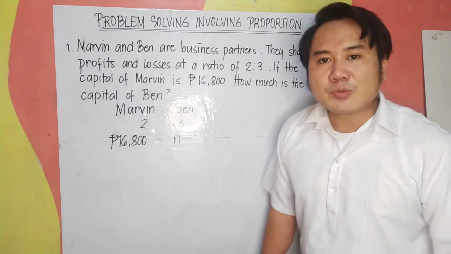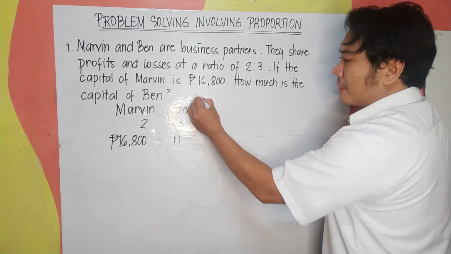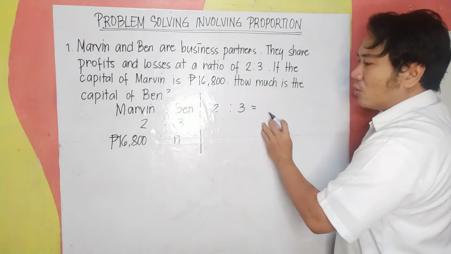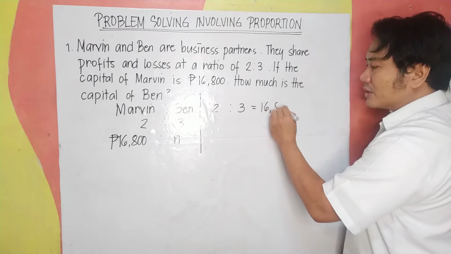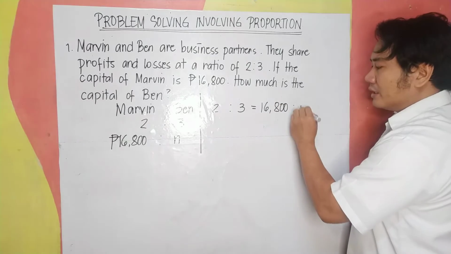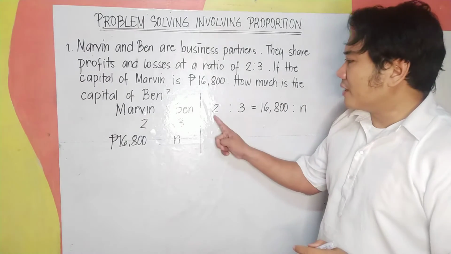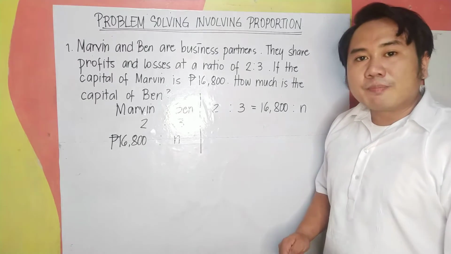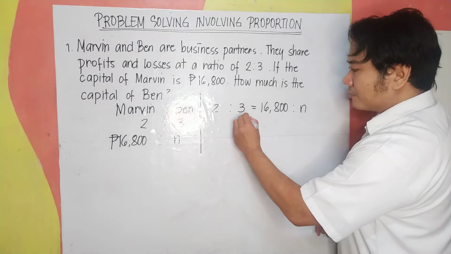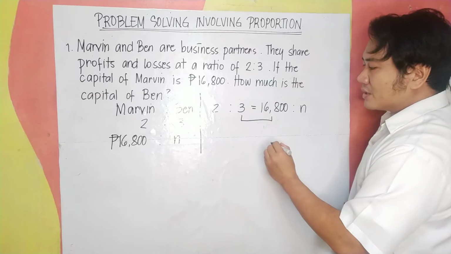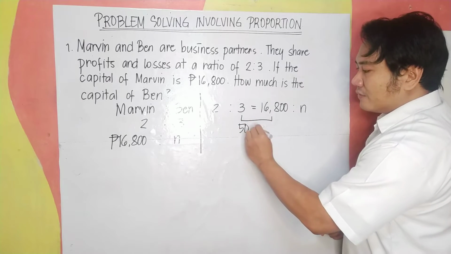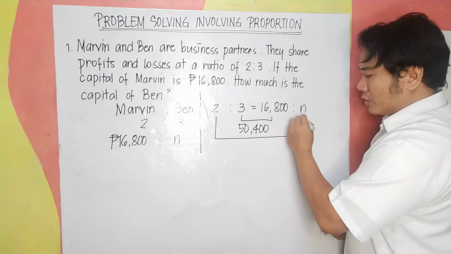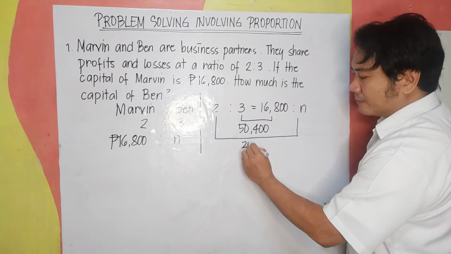Okay? To solve for this, we're going to write our proportion as such. 2 to 3 equals 16,800 to N. Okay? This is Marvin, Ben, Marvin, Ben. And then to solve for N, we are going to multiply the means and the extremes. 3 times 16,800 is 50,400. 2 times N is equal to 2N.